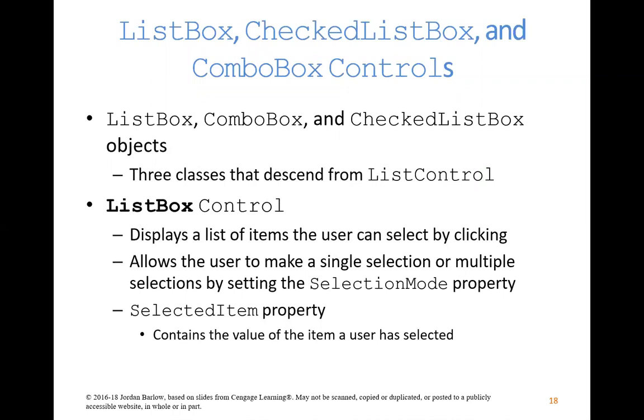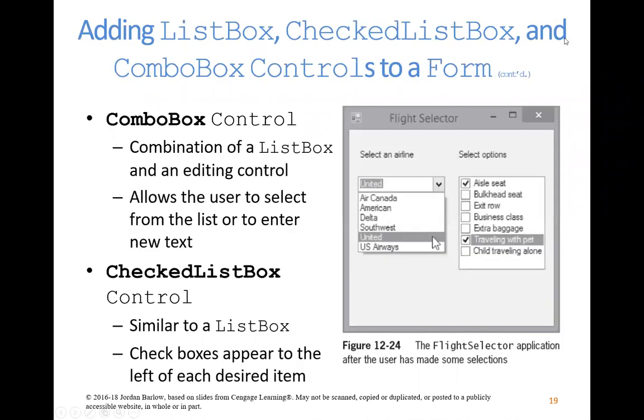There are also list boxes, combo boxes, and checklist boxes. So make sure you check out these slides and the textbook for more detail on those. But here's an example of what they look like. The combo box is a drop-down menu. The checklist box is a contained set of checkboxes.